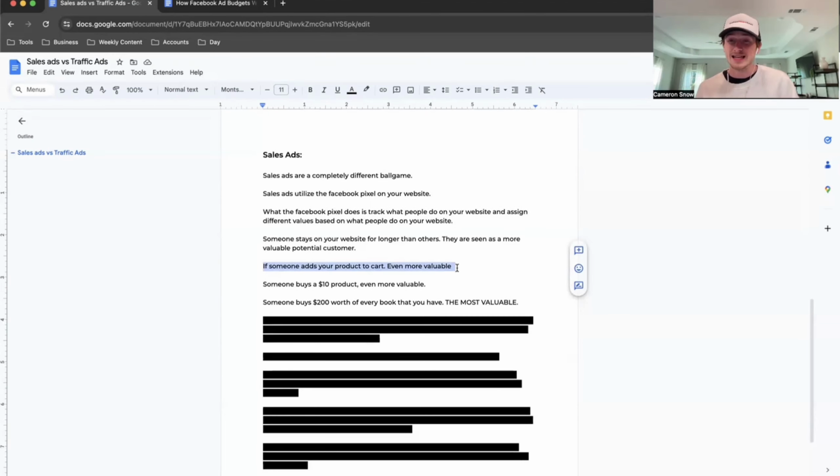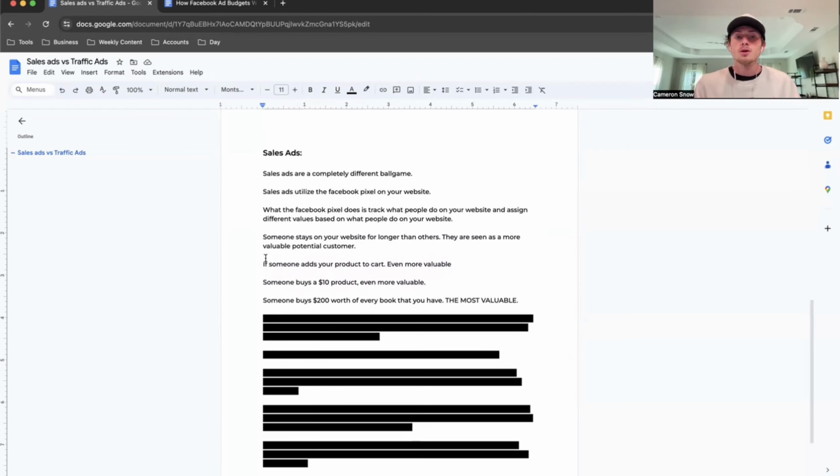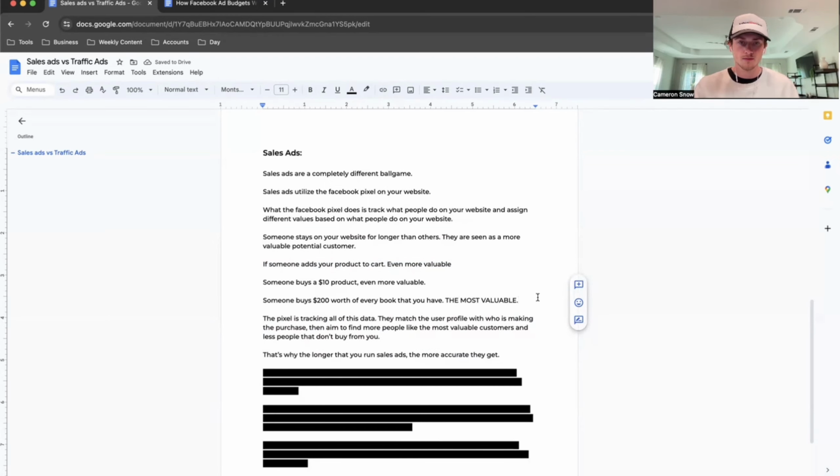And Facebook is going to target that type of person more than any other person they're just randomly seeing for the first time. Now, if someone buys a $10 product on your site, they're going to see that person as even more valuable than someone who added to cart, because they actually took the time to take out their credit card and buy. Say someone buys $200 worth of every single book that you possibly have. Facebook sees that person as the most valuable person they could possibly target.